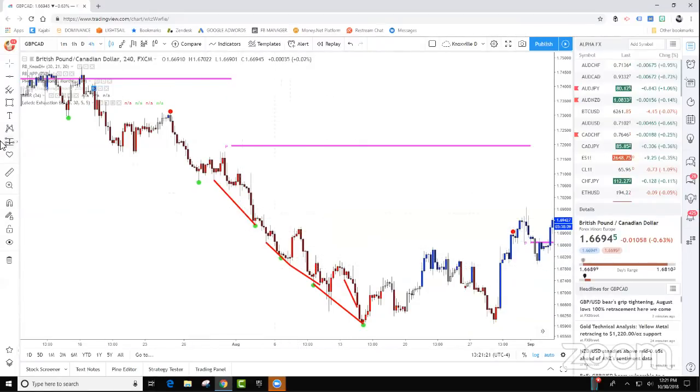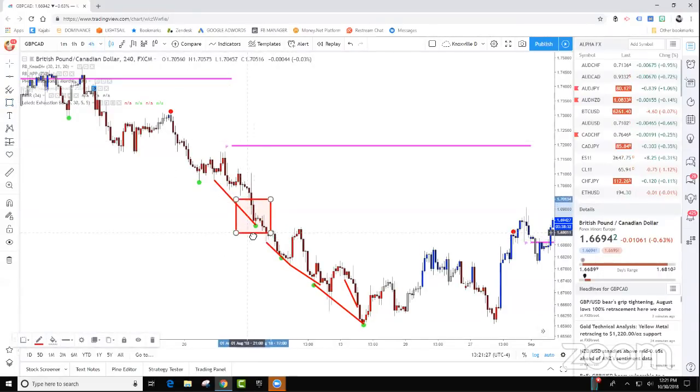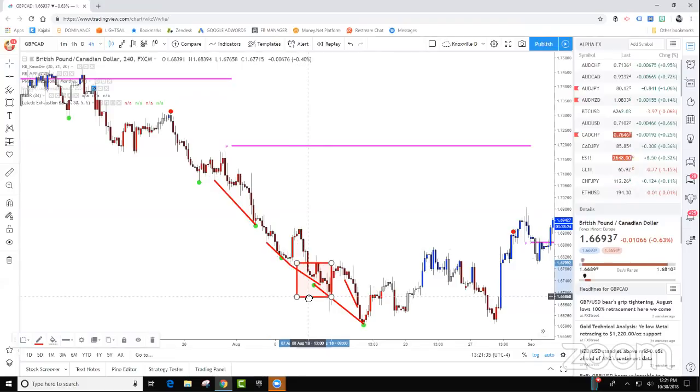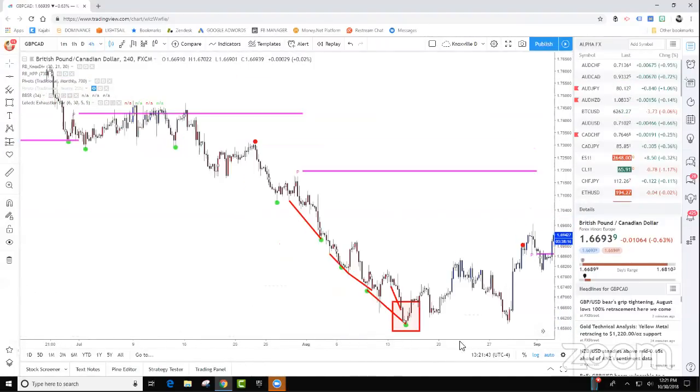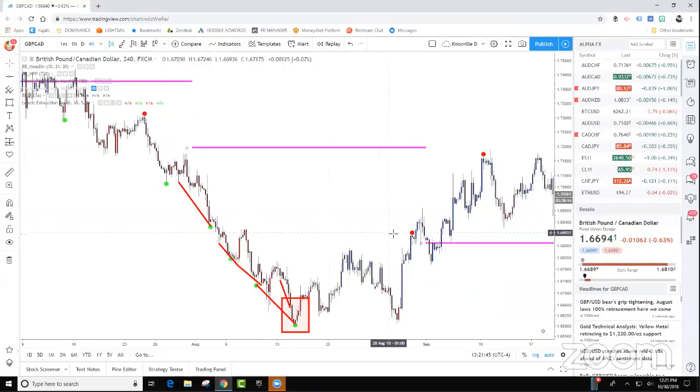Look at this one. This one's terrible. This is really bad. British pound Canadian, bullish divergence combined with an exhaustion candle, and it just doesn't go up. Here's another bullish divergence, another bullish divergence, and another one. And those eventually work out nicely, but that is a really significant long time.